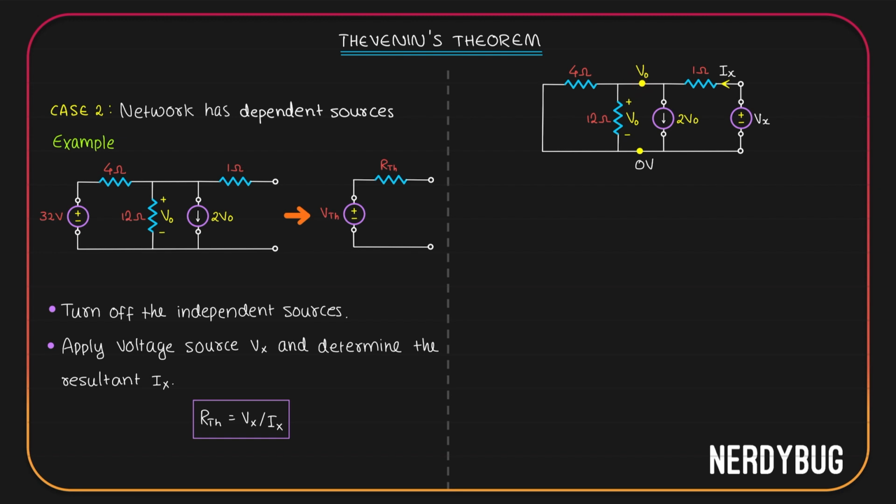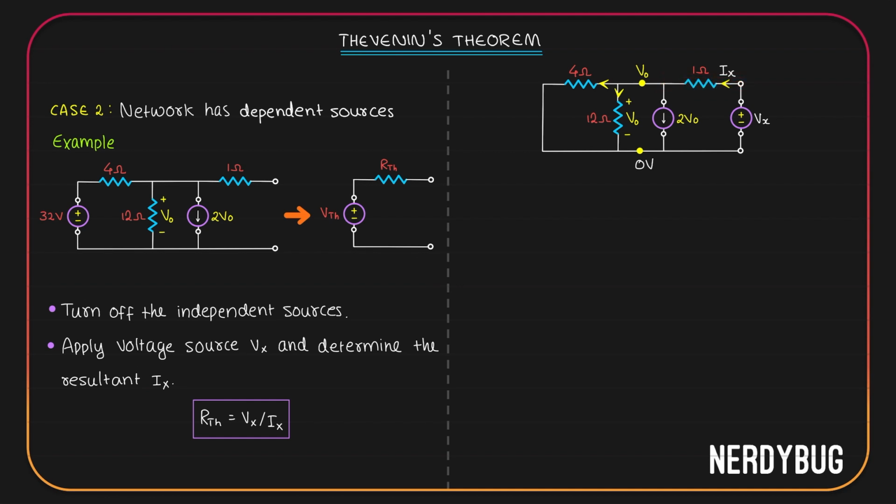Let us again apply Kirchhoff's current law at this node. How many currents are there? We have a current flowing through the 4 ohm resistor like this. We have a current flowing through the 12 ohm resistor like this. We have the current provided by the dependent current source like this. We also have Ix flowing through the 1 ohm resistor.